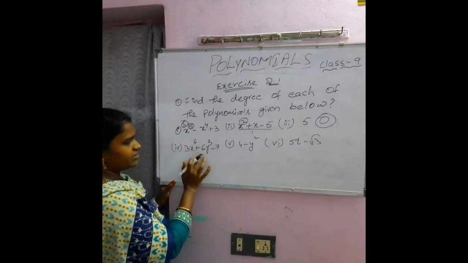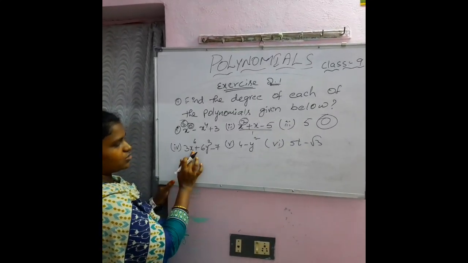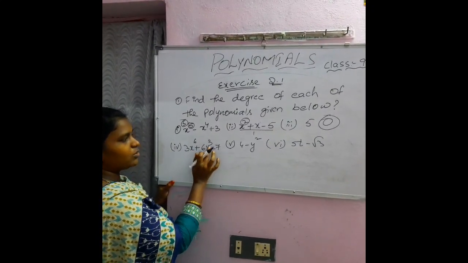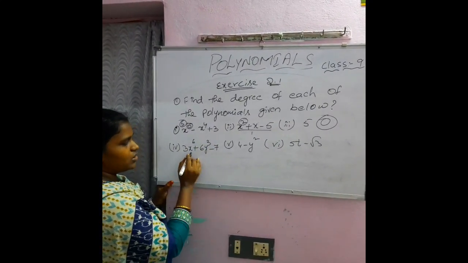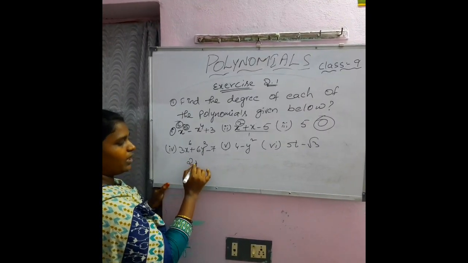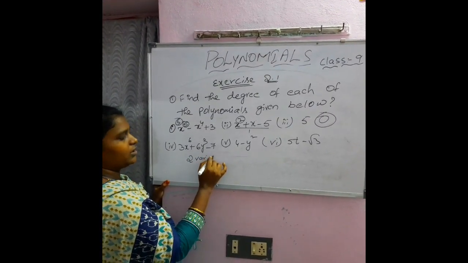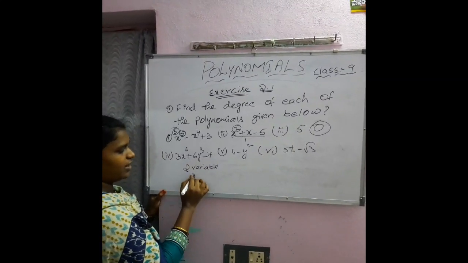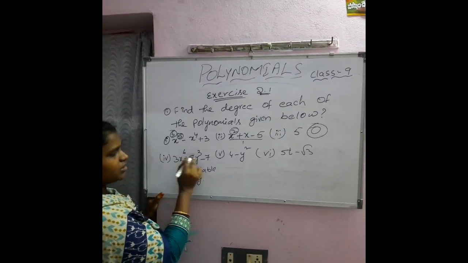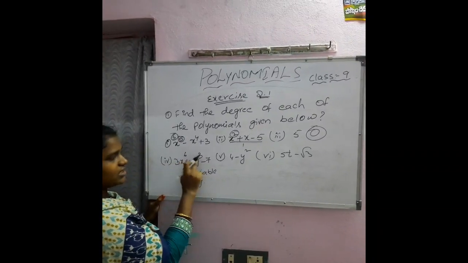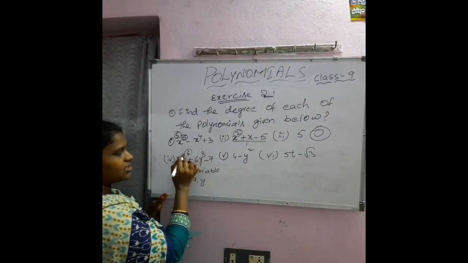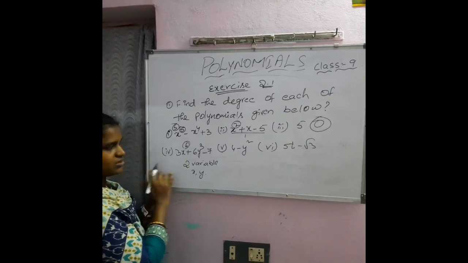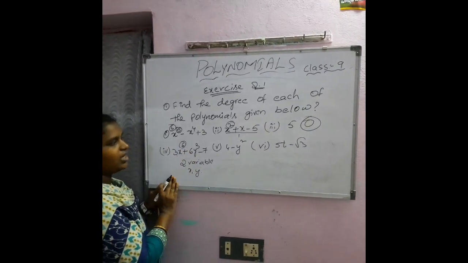If you see the fourth problem, that is 3x to the power of 6 and 6y to the power of 3 minus 7, it is a polynomial in two variables. What are the two variables we have here? x and y. Now observe the degrees: here it is 6 and here it is 3. So the highest degree is 6, and it is a polynomial of degree 6.